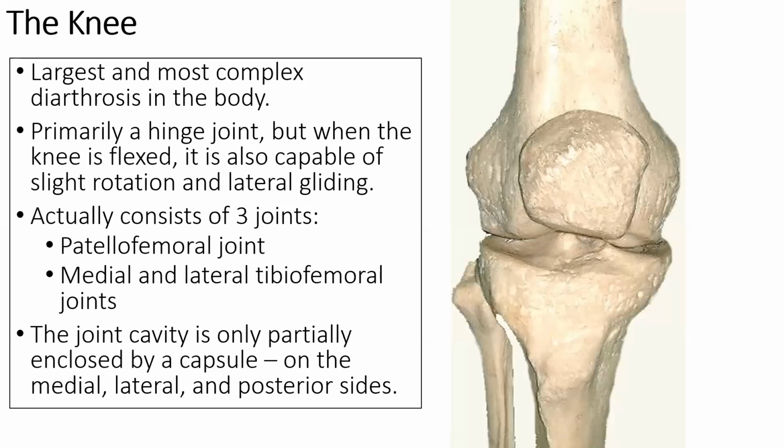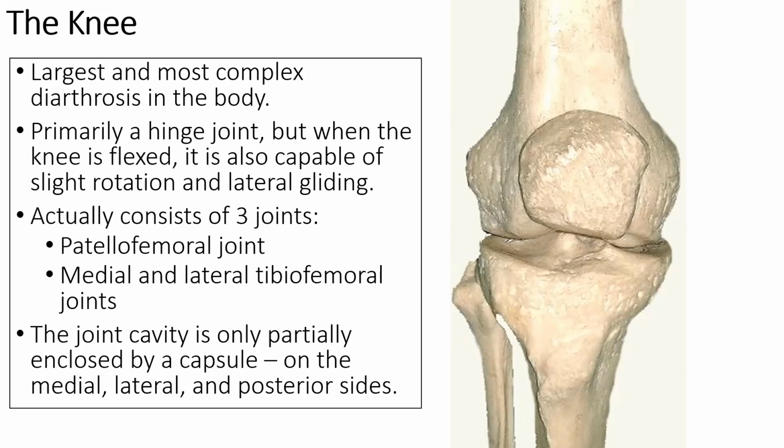So now this leads us to the most complex joint in our bodies. This is the knee. The knee is a hinge joint. Okay, that's good. It is not a complete synovial joint in that it doesn't have a complete capsule. It only has a complete capsule on the sides, the medial and lateral sides, and on the back, the posterior surface. There is no capsule on the front for the knee.